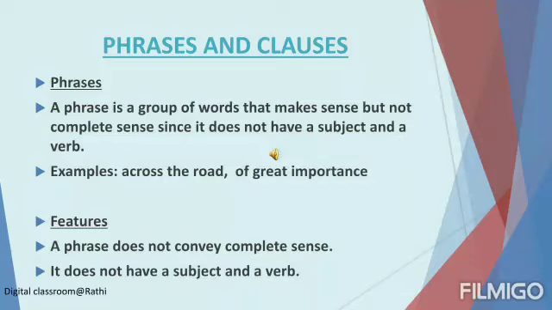What is a phrase? A phrase is a group of words that make sense but not complete sense since it does not have a subject and a verb, and it cannot stand alone as a sentence. For example, across the road, of great importance. And the features of phrases: a phrase does not convey complete sense and it does not have a subject and a verb.